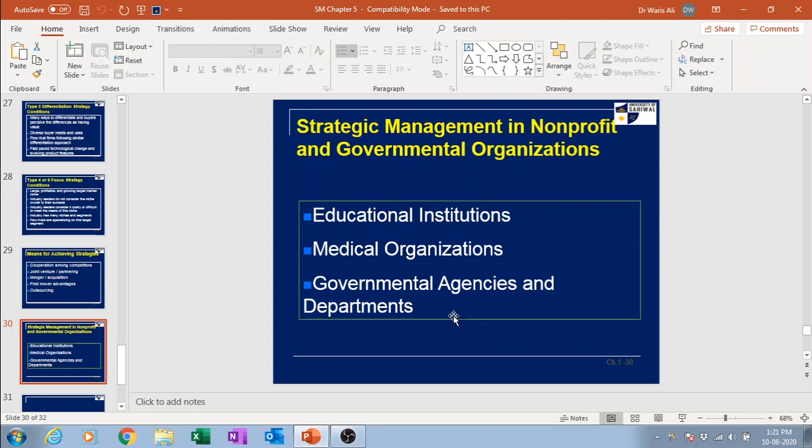Strategic management is also applicable in non-profit and governmental organizations. So you can have similar strategies in educational institutions, medical organizations, and government agencies and departments. It is equally applicable in other non-profit organizations.